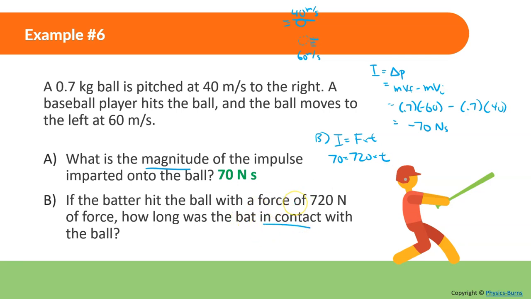Okay, so I'm going to do 70 divided by 720. And I get a time of 0.097 seconds.